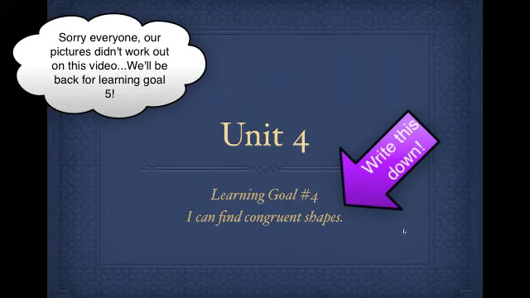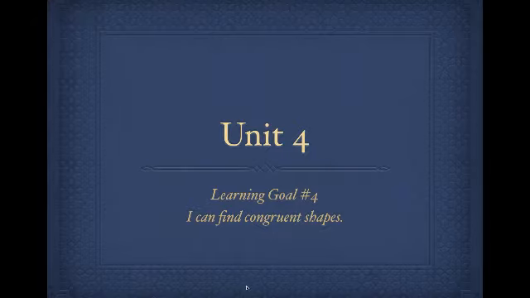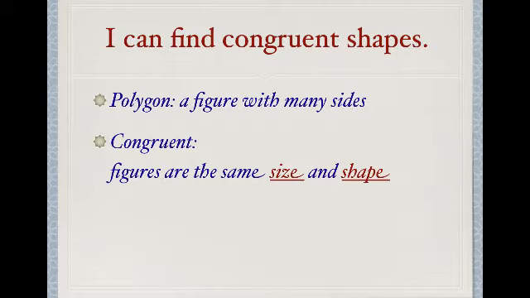All right, so learning goal number 4, you're going to find another spot in your math journal, and this is short and sweet. I can find congruent shapes. So just 2 vocab words to write down. First of all, we have a polygon is just any figure with many sides. And you're going to see a lot of examples in just a minute, but just jot that down.